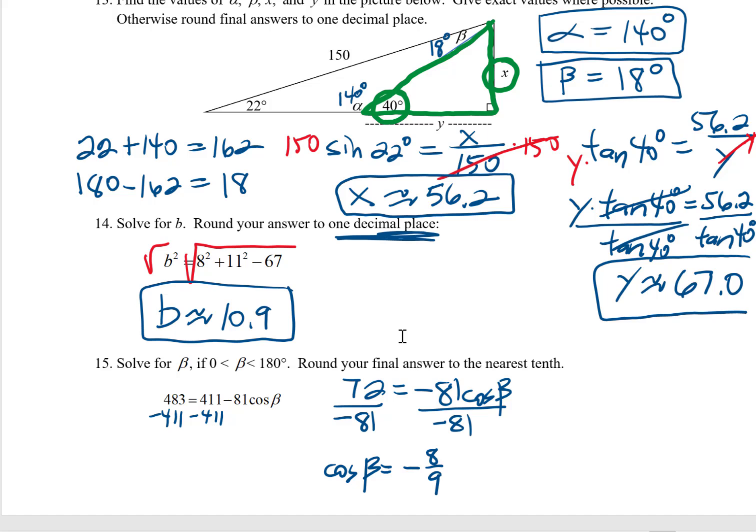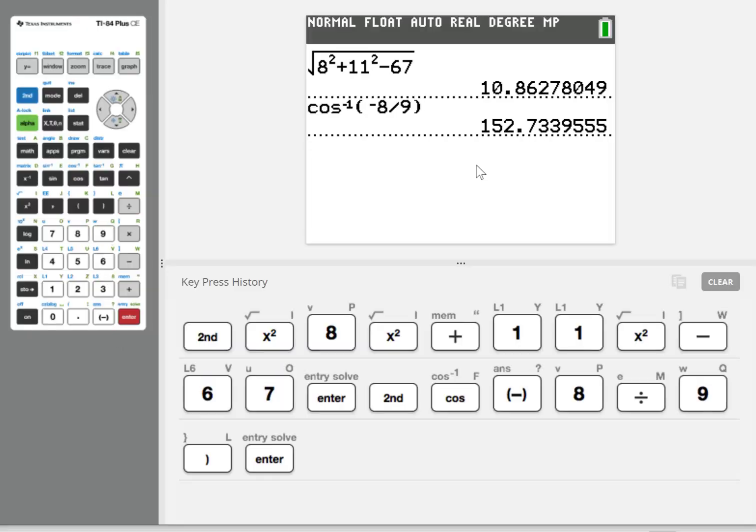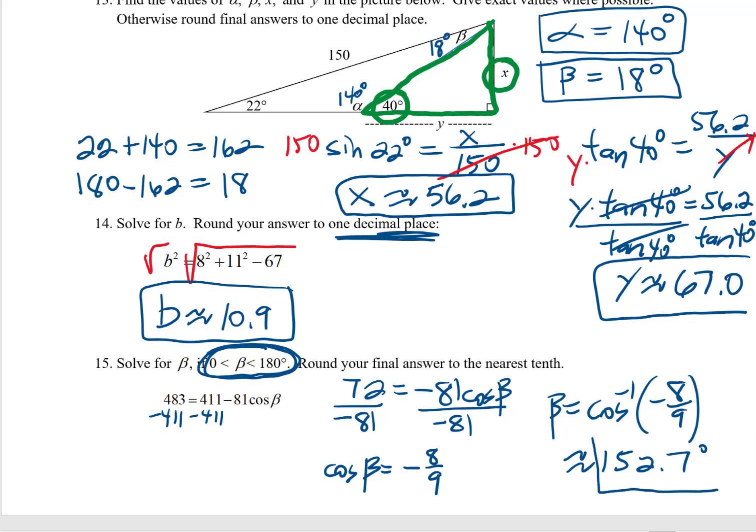Can I use the inverse cosine button to find beta? The answer is yes, because I know that beta is within that perfect zone for the inverse cosine function. That's exactly what the inverse cosine function knows about, is angles between 0 and 180. So if you want beta, just do inverse cosine of negative 8 ninths. Inverse cosine, negative 8 ninths, comes out to 152.7 degrees. Of course, since that ratio was negative, I'm not surprised that I've ended up here with a second quadrant angle.